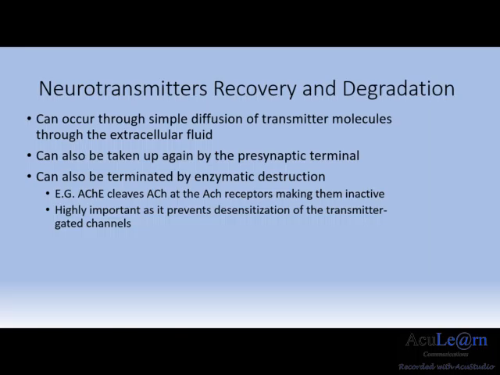The third way is through terminating the neurotransmitter action by enzymatic destruction at the synaptic cleft. This is particularly important for acetylcholine at the neuromuscular junction. The enzyme acetylcholinesterase cleaves acetylcholine, inactivating it at the acetylcholine receptors. This is important because if the removal mechanism is not present, the constant exposure to high amounts of acetylcholine can lead to desensitization of the transmitter-gated channels.